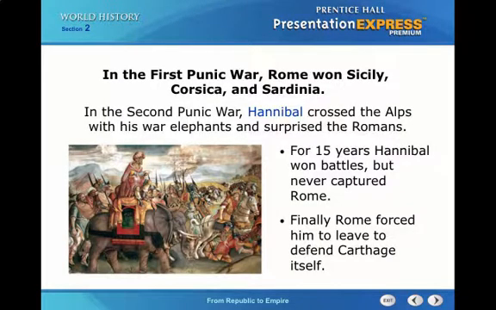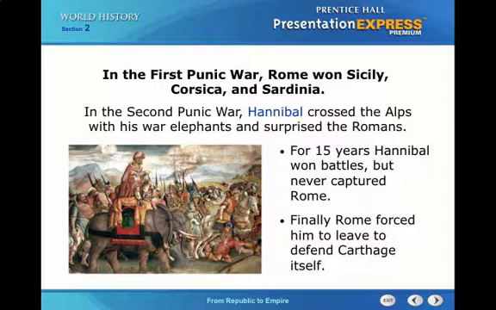So in the First Punic War, Rome wins Sicily, Corsica, and Sardinia. And in this First Punic War, Hannibal is a young man and watches his father get defeated. And as his father lay dying several years later, he makes Hannibal promise to get revenge for his defeat. And so Hannibal spends the rest of his life being pretty obsessed in avenging his father's loss.